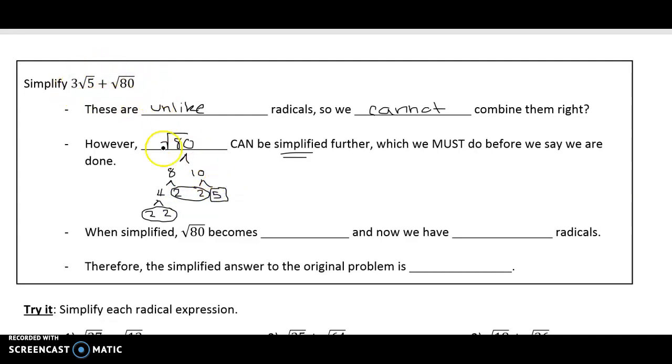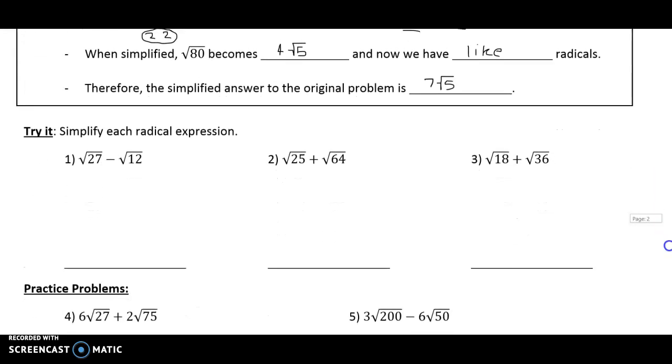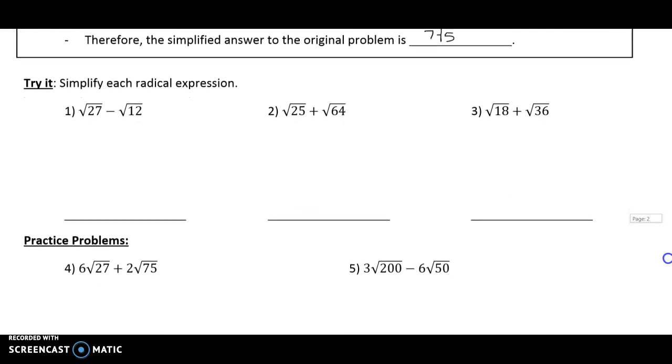So I'm going to rewrite this entire problem. My radical 80 becomes 4 radical 5. Now look at the problem. They are now like radicals, because now I have 3 radical 5, which was from the original, plus, instead of radical 80, what we just broke it down to be. So what's our final answer? Now they're like terms. So 3 radical 5 plus 4 radical 5 is 7 radical 5. Okay? So we're just going to practice this. For these 3, again, pause it, try it on your own for a second.